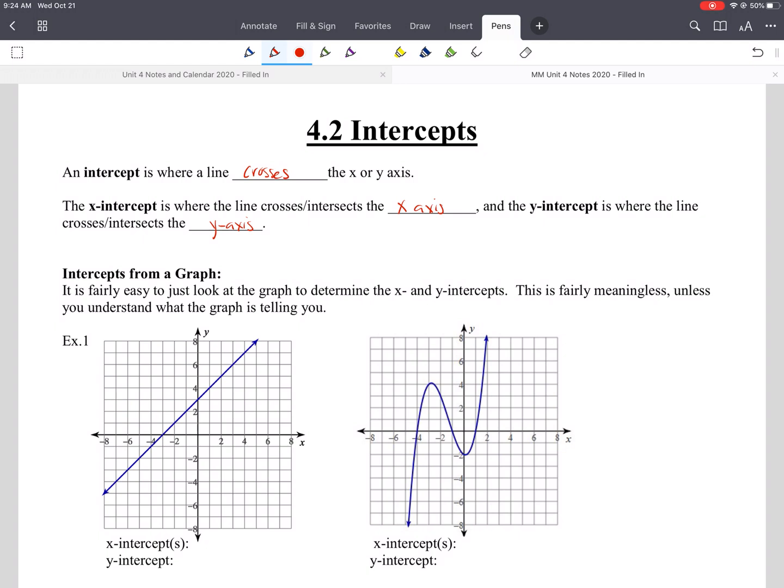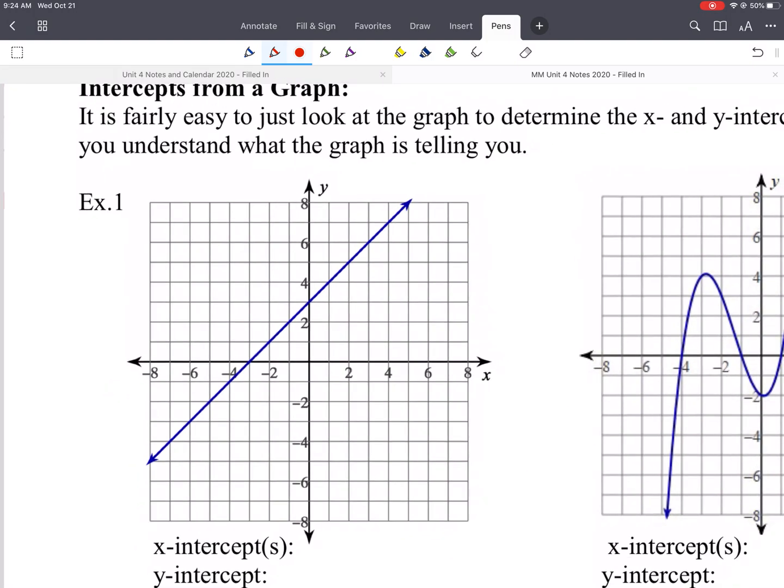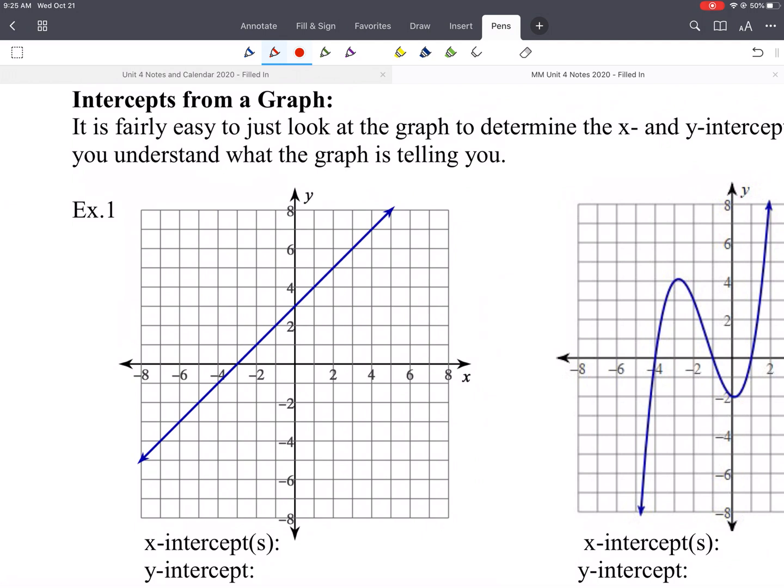All right, so an intercept is where a line crosses the x and y axis. The x-intercept is where the line crosses or intersects the x-axis, and the y-intercept is where the line crosses or intersects the y-axis.